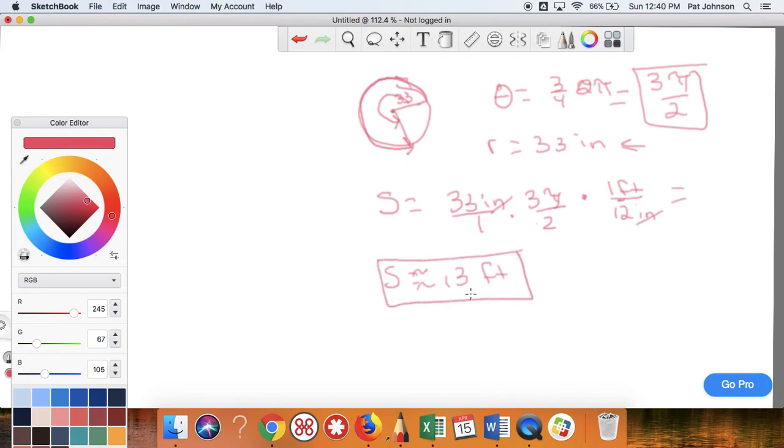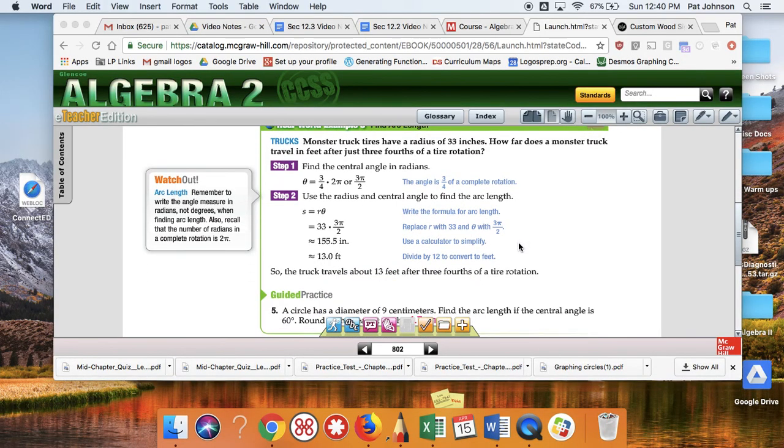Okay, so you had a couple things you had to understand. You had to figure out what your theta was, but you need theta in radians, so it has to be in terms of pi. They said it rotated 3/4 of a tire, which is 3/4 of a circle, so 3/4 of 2 pi. And there you got your theta. Then we knew r is 33 inches, but they wanted it in feet, so we had to convert that to feet. And so it traveled about 13 feet after 3/4 of a tire rotation. All right, do the practice problems, and we'll see you in class.